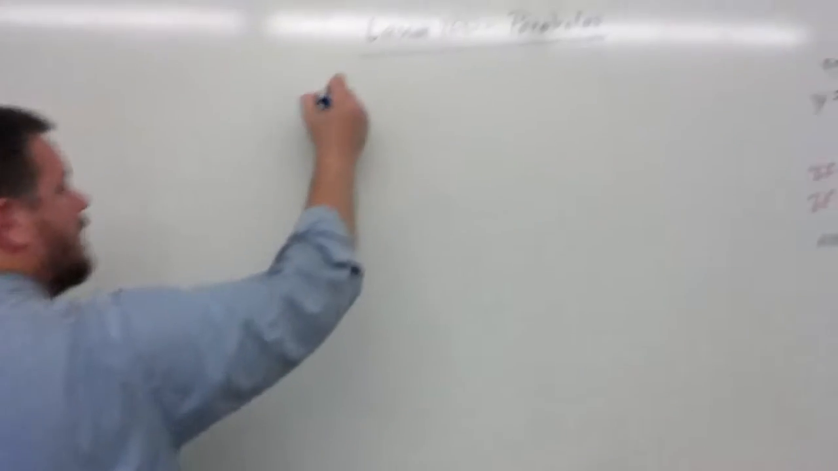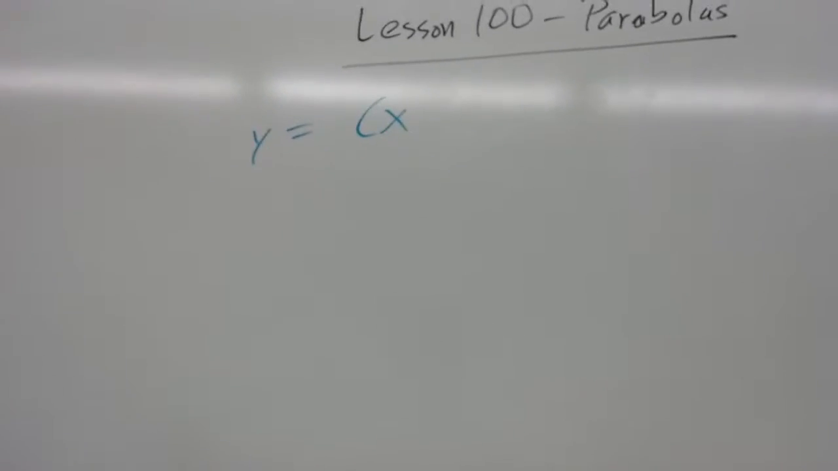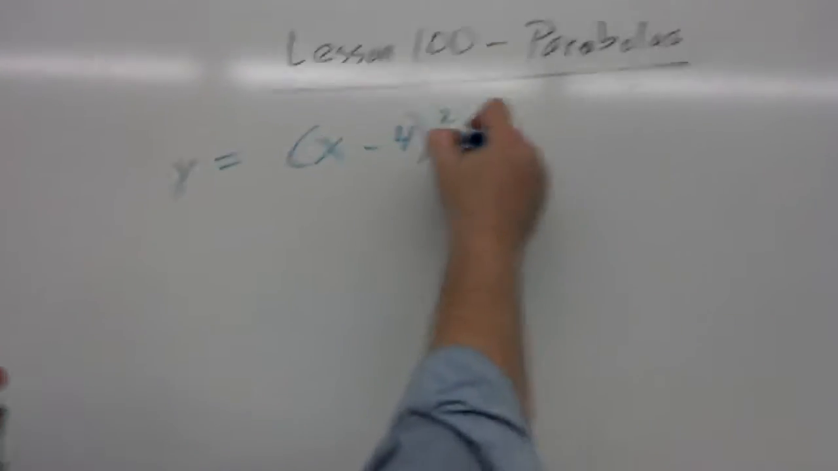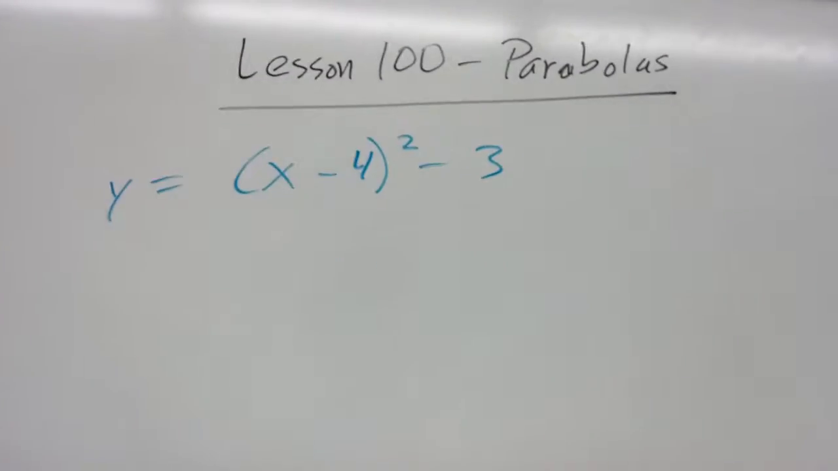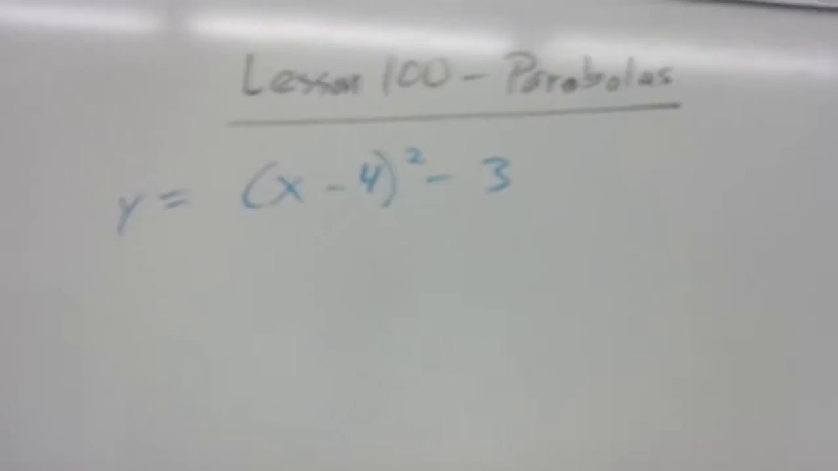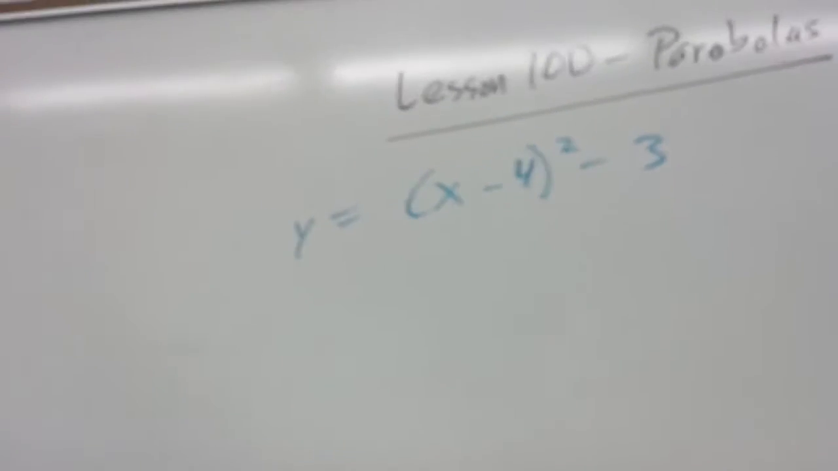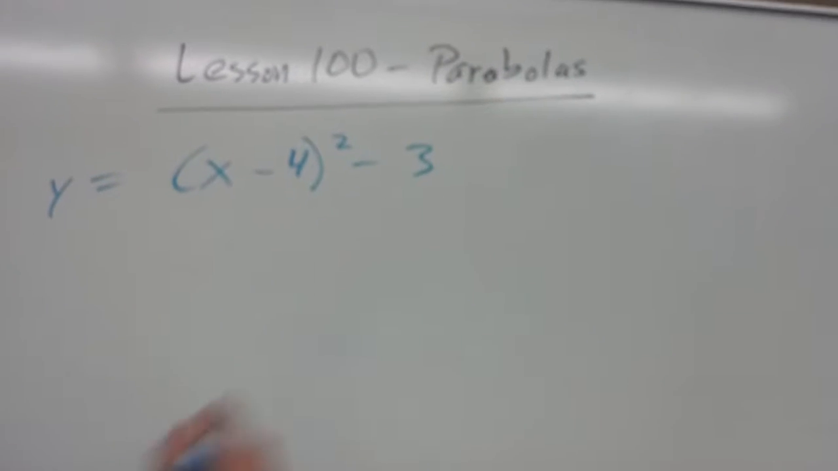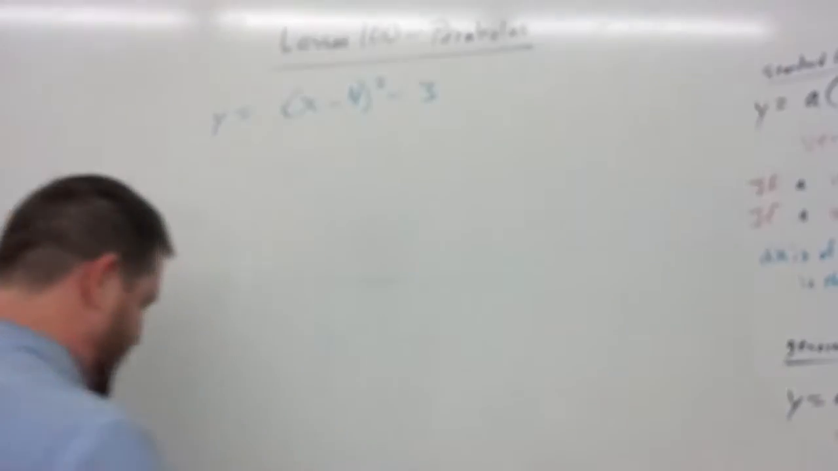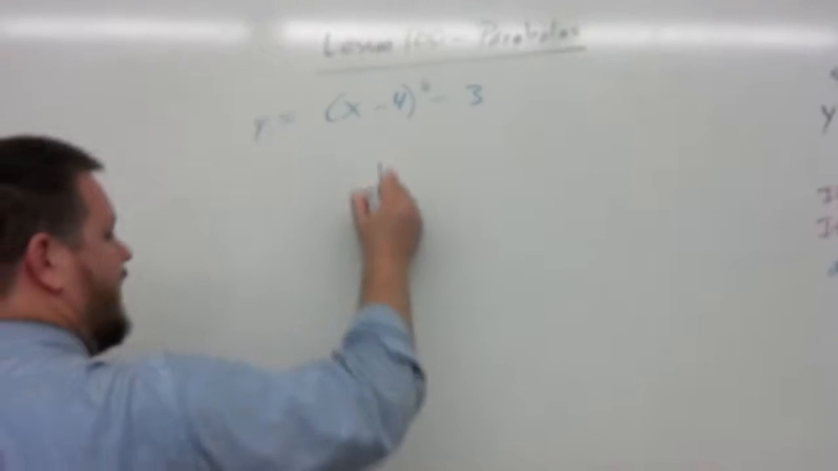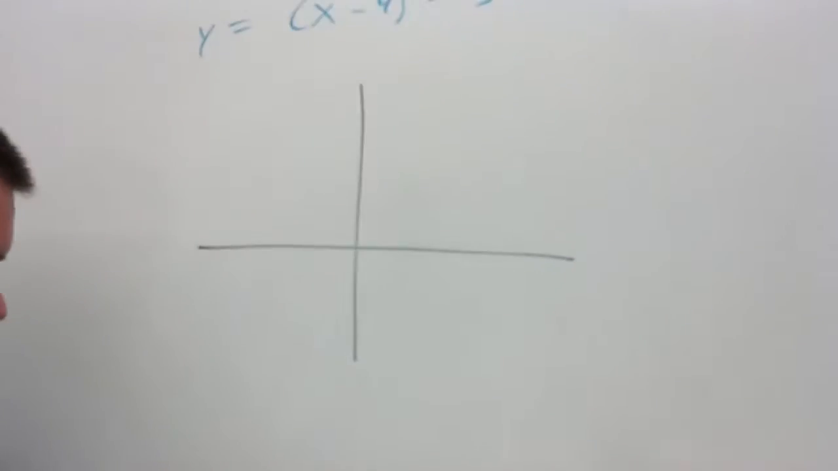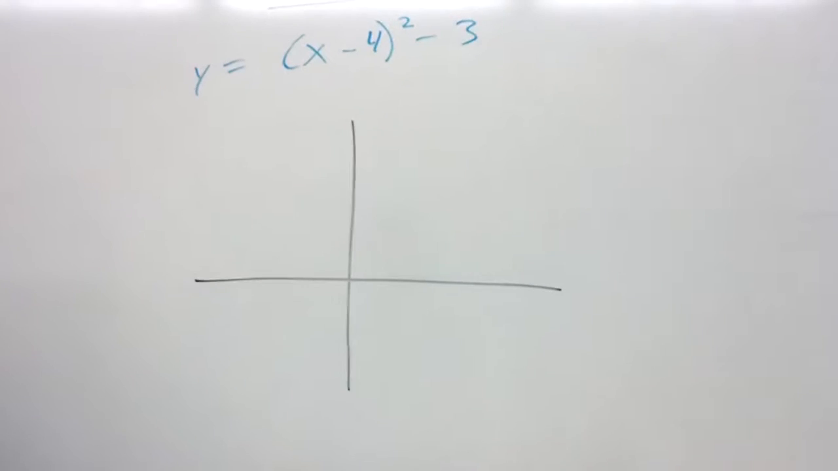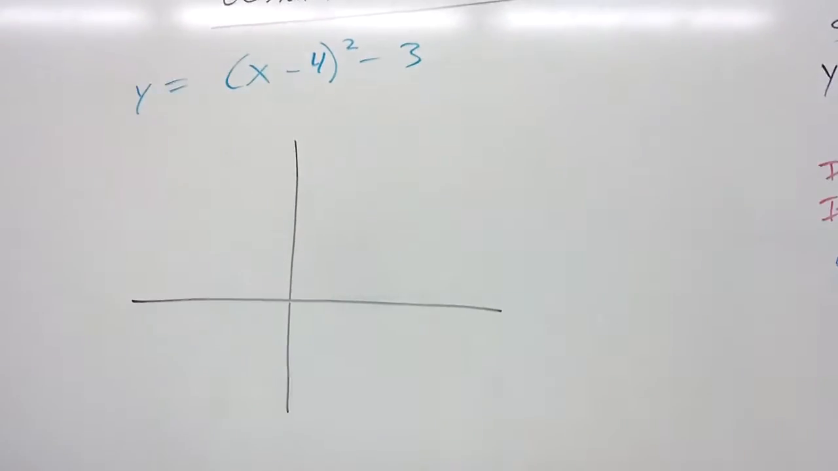All right, let's do an equation here. Let's do y equals (x minus 4) squared minus 3. Now, some of the things we want to figure out: if I want to graph this parabola, what do I need to know about it? Among other things, does it open up or down?